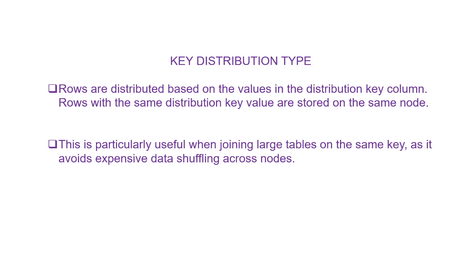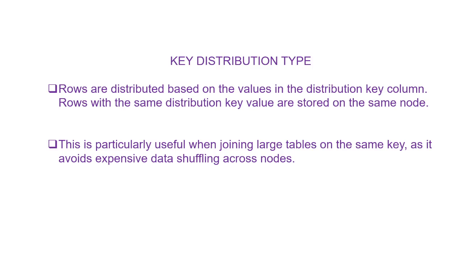Now, a few observations: rows are distributed based on the values in the distribution key column. So the distribution key value basically drives the distribution of the data. This is particularly useful when you have large tables on the same key. Like the example we have given, we have an employees table, or we may have a lot of sales data, geography-wise, and you can use geography as a key, like Asia, then Europe, then US, then Latin America. Those kinds of large tables where you have a lot of data, you want to distribute on the key.